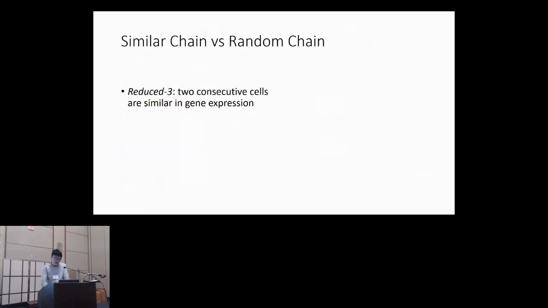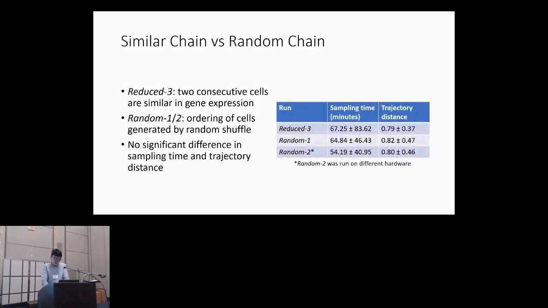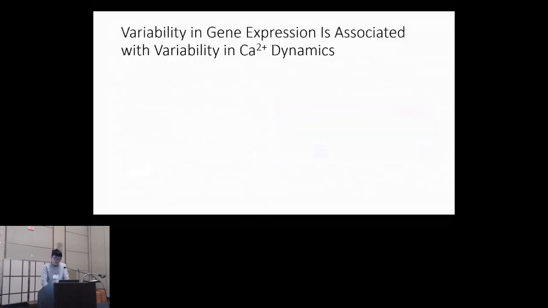So we have so far shown results from similarity chains. So what about random chains? Okay, let's first compare some basic metrics for reduced 3 and two random chains. So as we can see on the right, there's no significant difference in sampling time and the trajectory distance. But this is not the whole story.